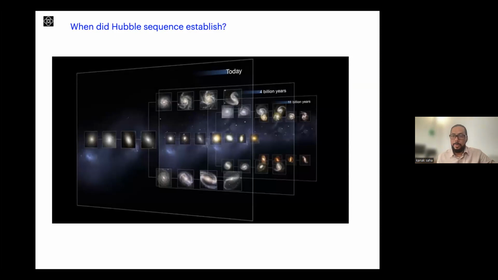And if we know how to answer the first question, then we can also go back in time and probably understand when the first Hubble sequence formed. So that's the key that we would like to understand in terms of evolution. This requires a lot of understanding, both from the observational side and from the theory and the simulation side. So this requires working in tandem.